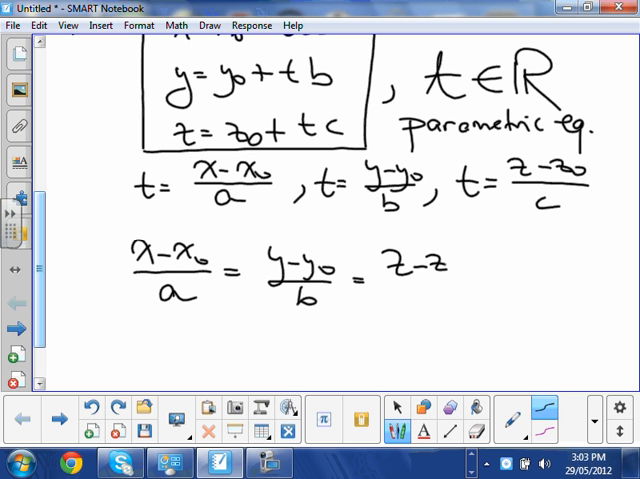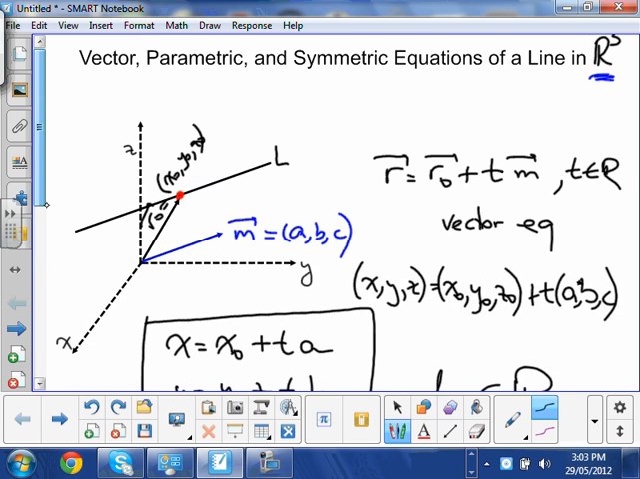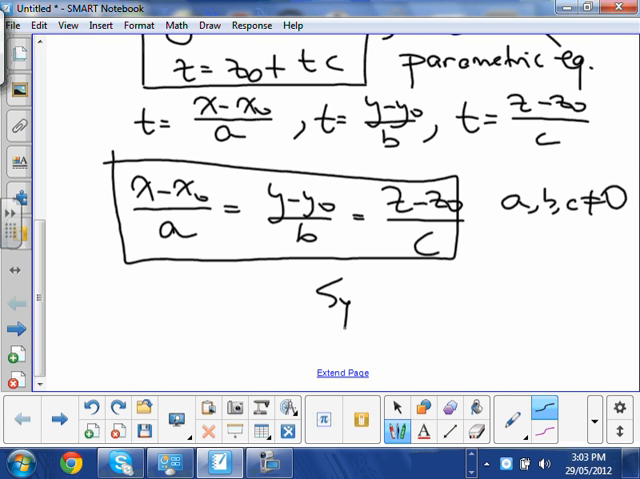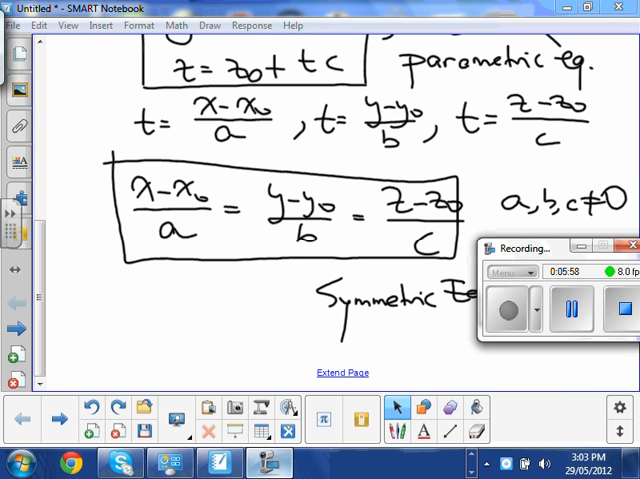So there you go, I can write it like that, where I have to make sure that a, b, and c are all different from 0, and this is nothing else but the symmetric equation of a line in R3. Guess what? We are done with the lesson.